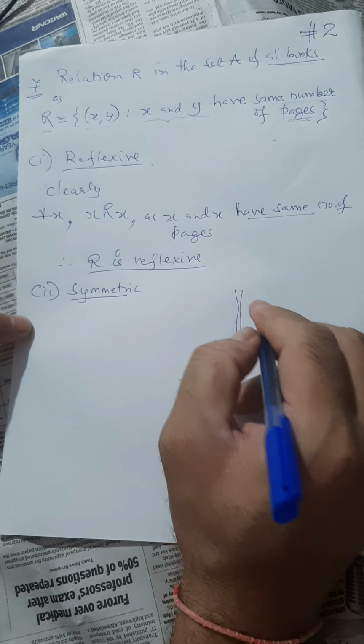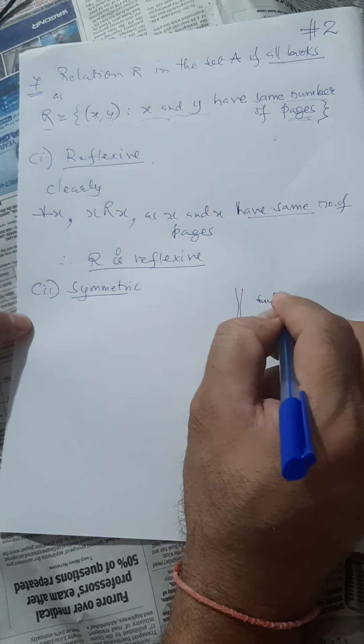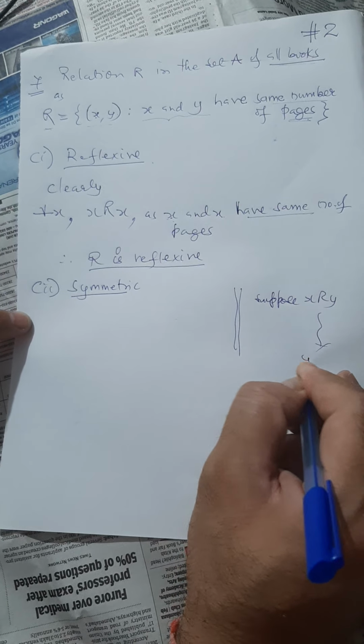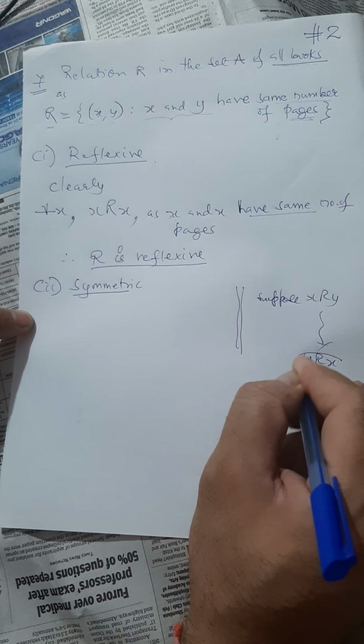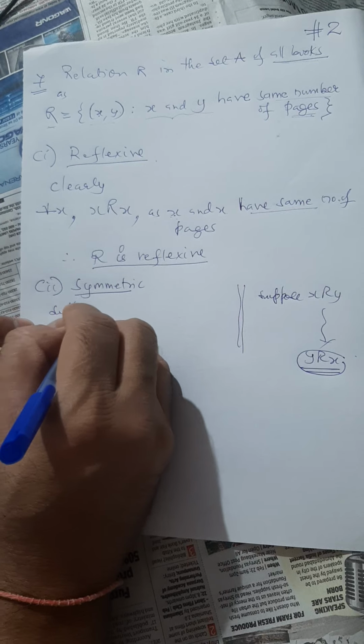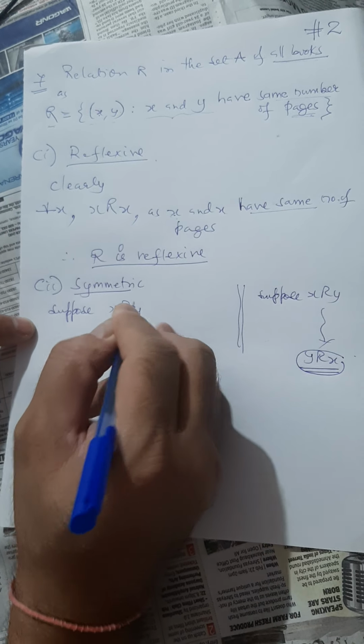So what you need to do in symmetric, you start with: suppose x related to y, and at the end check whether y related to x or not. This is what you need to do. So I'll start with this: suppose x related to y.